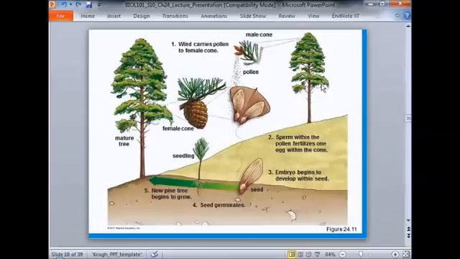And so this is an example of gymnosperm reproduction. Pollen goes from male cones to female cones, and then they make seeds, which disperse, and a new pine tree can grow.